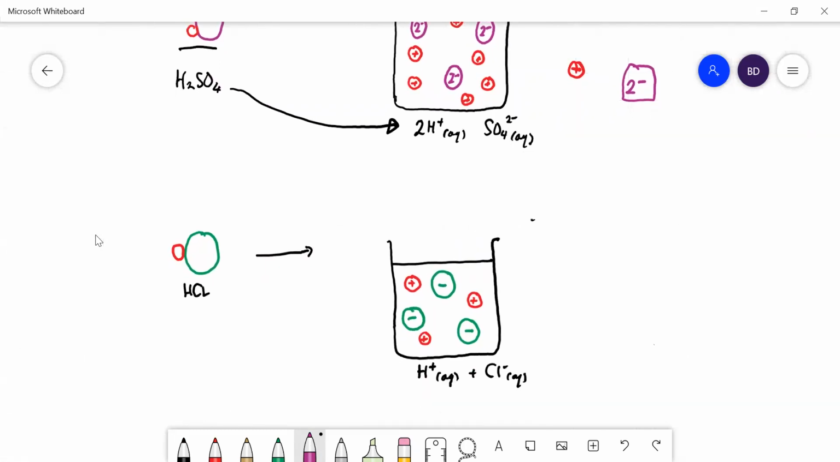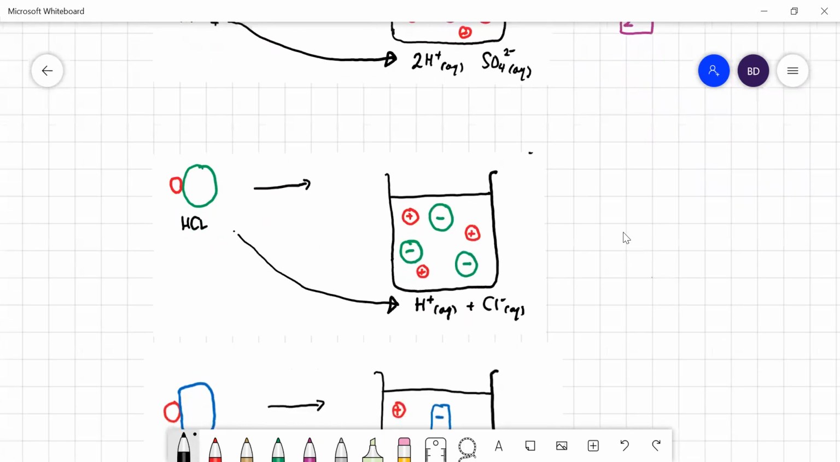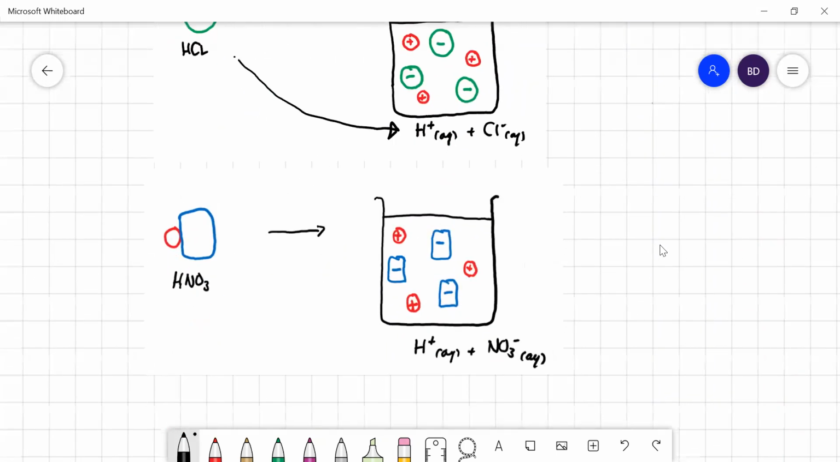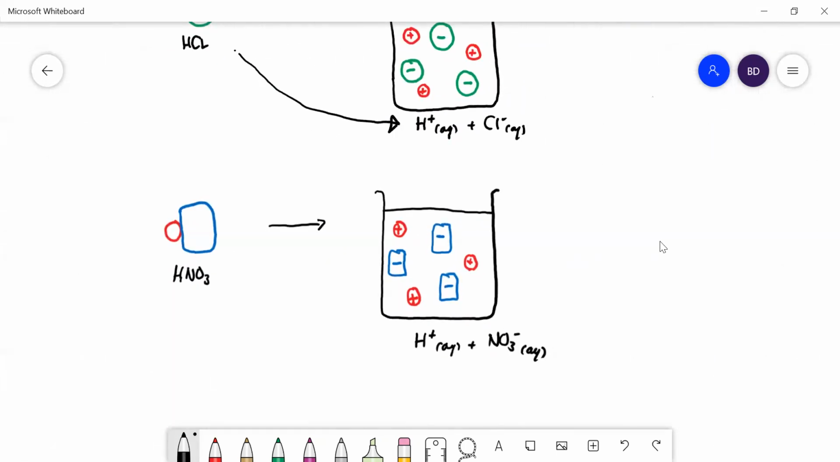HCl. That's actually a gas in its pure form, but it's very soluble in water. Dissolve it in water, it will turn into an H plus ion and a Cl minus ion, which are drawn there in green. And those ions are separate from each other. And the last strong acid we need to know about is nitric acid, which we've got here. So HNO3 is going to dissociate into an H plus ion and an NO3 minus nitrate ion, which are drawn in blue there, floating around totally separate from each other.